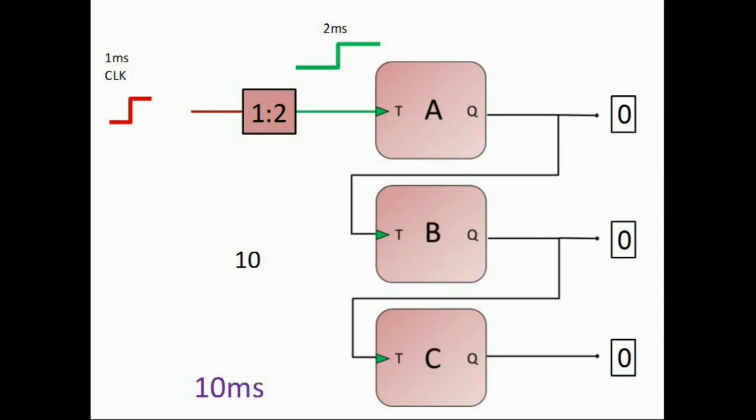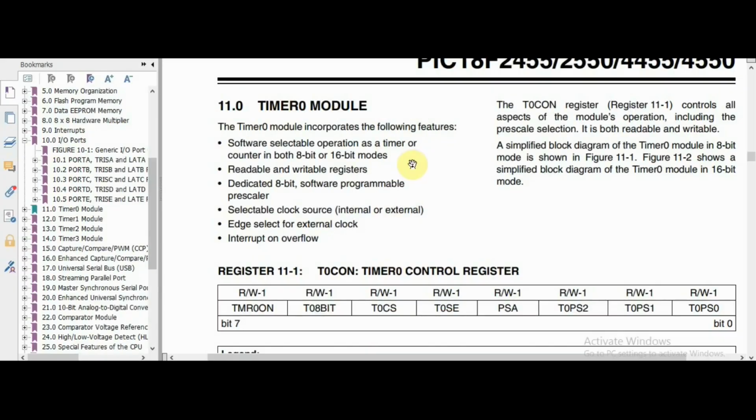Now we have a solid background on timers and we can deal with any timer in PIC microcontroller. So let's take a look inside of the datasheet and see what timers are inside this microcontroller. We open the datasheet. We find 4 timer modules inside of this microcontroller: timer 0, timer 1, timer 2, and timer 3. The working principle of all of these timers is exactly the same.